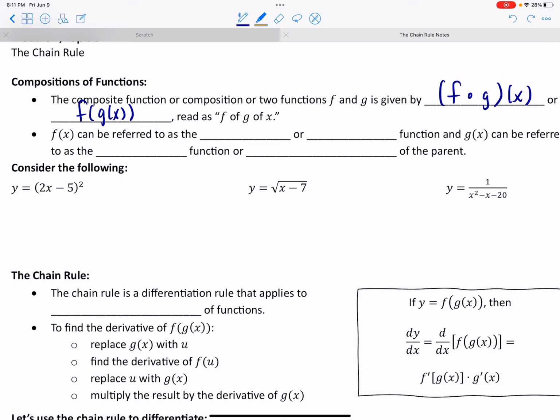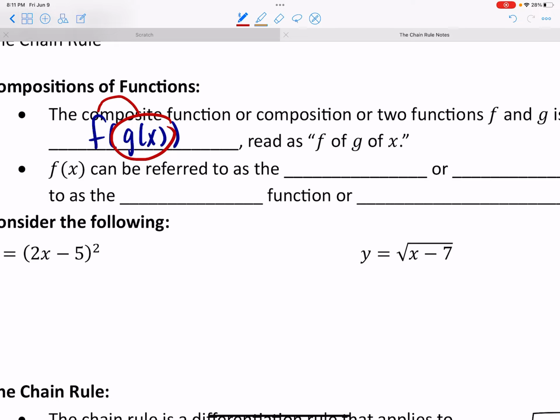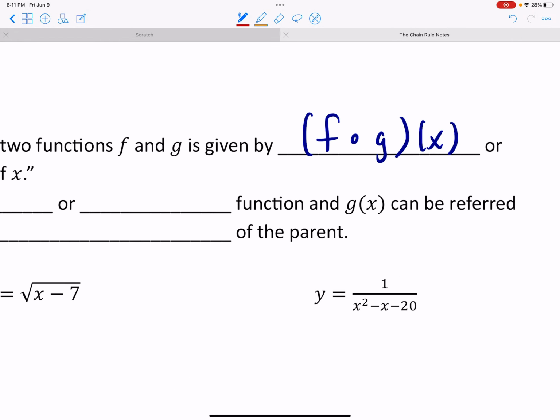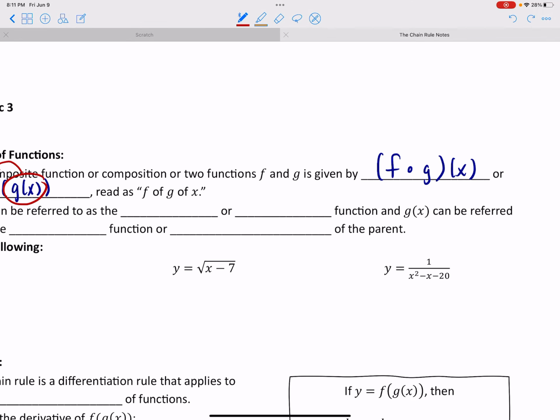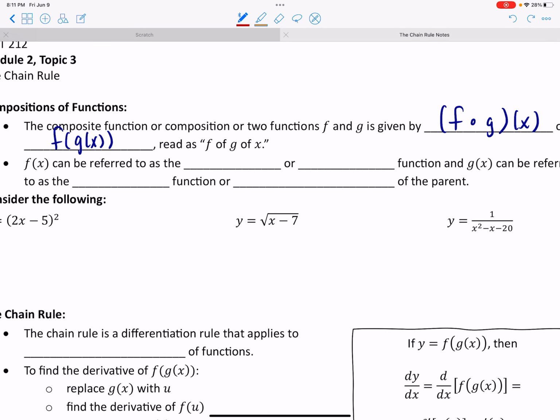But what this means is we have a function getting plugged into another. So in this case, we have this entire function, g of x, getting plugged into f. And this means the same thing, it's just different notation, but g of x is getting plugged into f of x. So because g of x is plugged into f of x, we call f of x the outer function. So f of x is referred to as the outer function, or sometimes the parent function in the situation. And then g of x, the one that gets plugged in, it goes inside. We call that the inner function, or sometimes we can refer to it as the transformation of the parent.